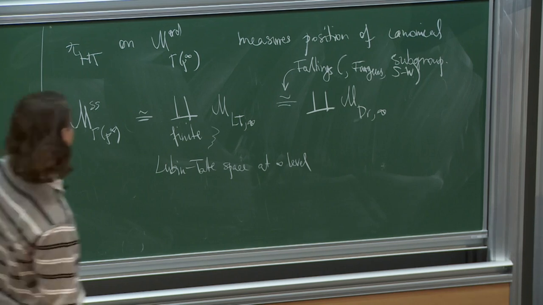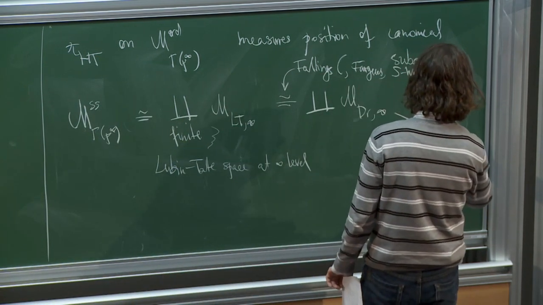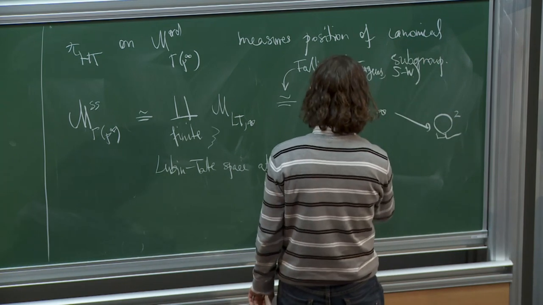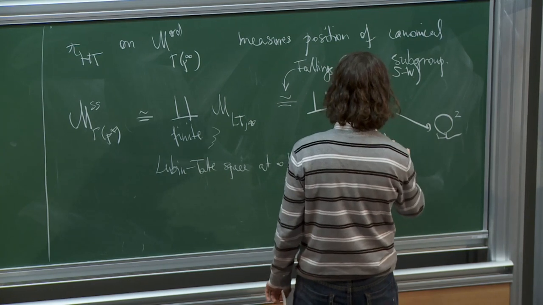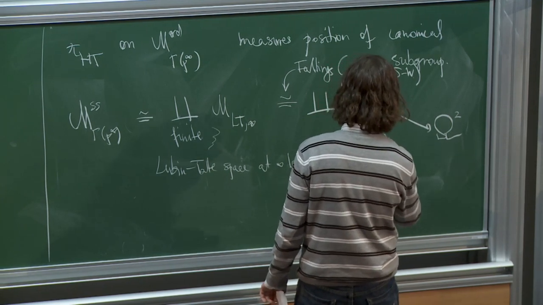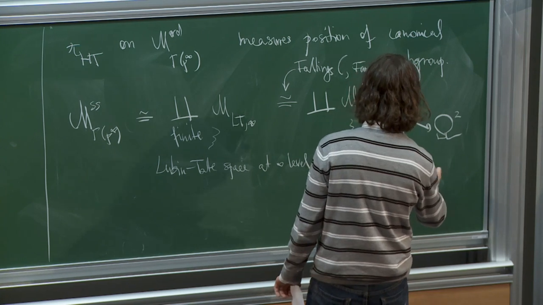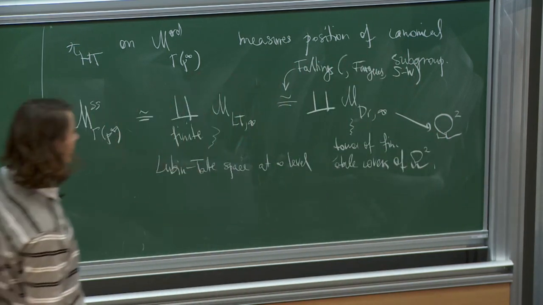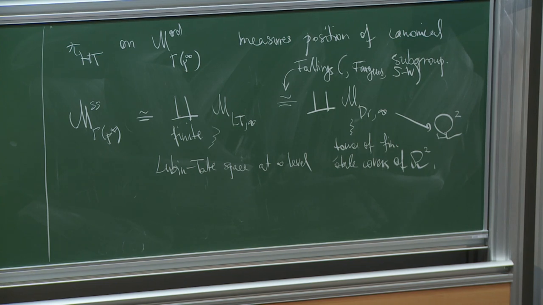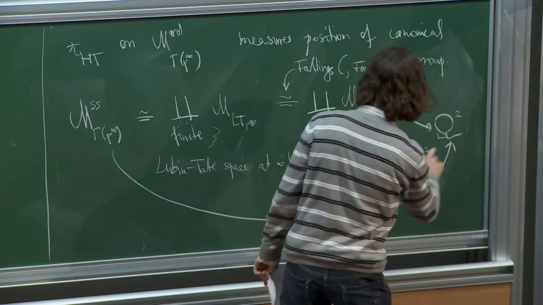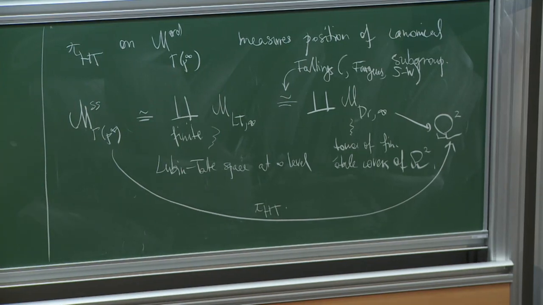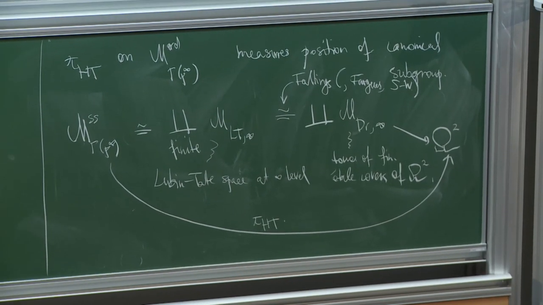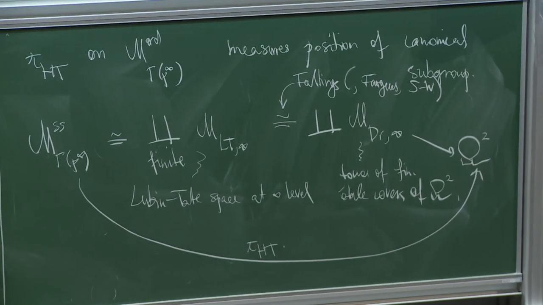But Drinfeld space, just by its definition, is a tower of finite étale covers of Drinfeld space. So by its very definition, it will map down to Drinfeld's upper half plane. And so that's actually what the Hodge-Tate period map does. So the strange isomorphism between the two towers is somehow built into this Hodge-Tate period map.